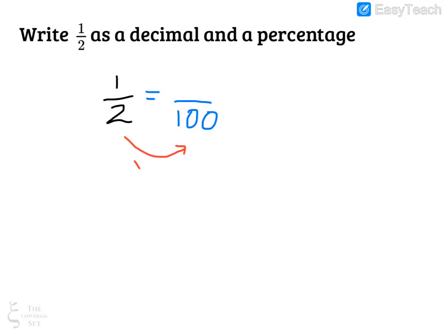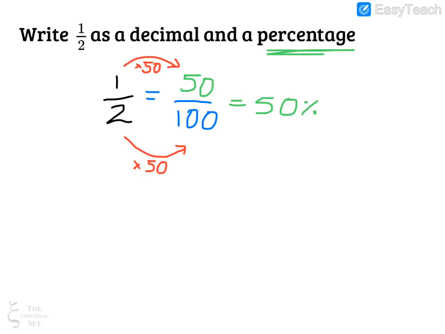So what do I have to multiply by? We're going to have to multiply 2 by 50 to make it up to 100, don't we? So if I'm doing that on the bottom, we better do the same thing on the top. We're going to multiply by 50. And 1 times 50 is 50. I hope you'll agree. So if 1/2 is the same as 50 hundredths, what's that as a percentage? Well, it's 50%. So that's sorted. We've done the percentage part.